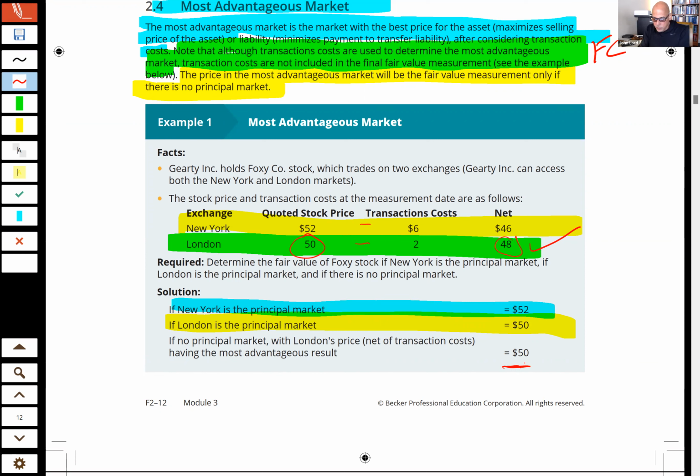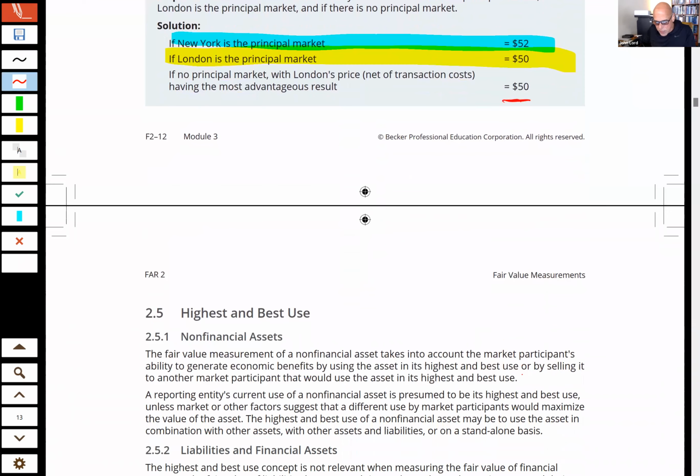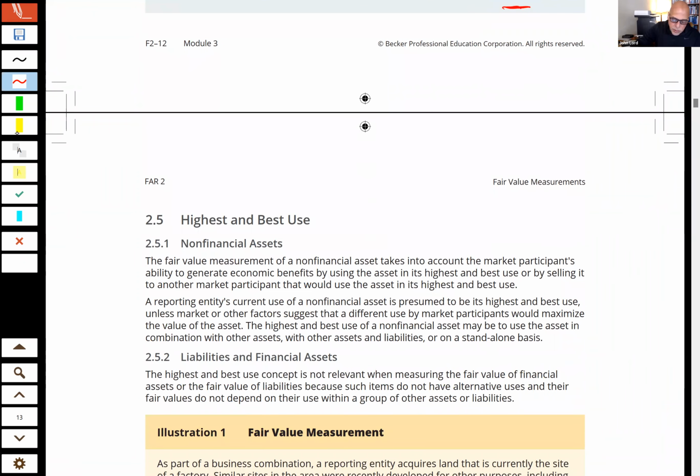Question. Okay, so pretty straightforward. A couple of additional things for non-financial assets. For example, if we're talking about some sort of equipment or something, then we would take into account the highest and best use, or by selling it to another market participant that would use that asset in its highest and best use. So the key phrase there is what? Highest and best use. Highest and best use. You can go ahead and flashcard that.